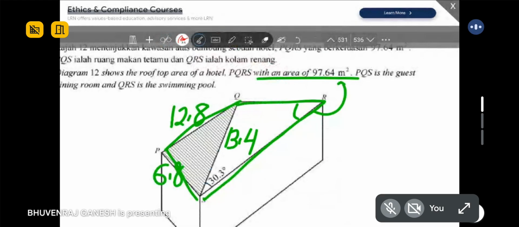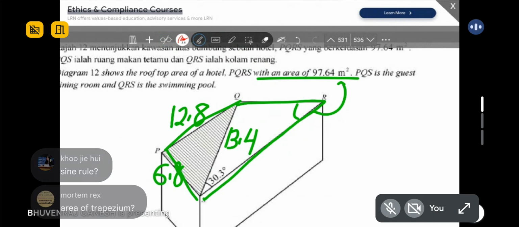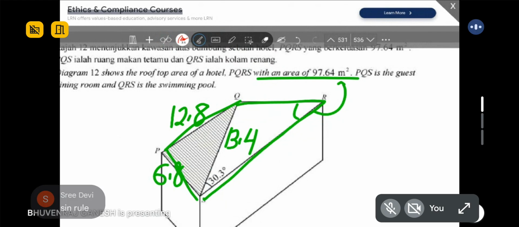Anyone got any idea over here? What should I do here? Come on, think. First step, what should I do? Time to use your brain a bit. I cannot keep telling you the idea, because if I tell you the idea, you won't get it in the exam. Area of trapezium? They already told you the area is 97.64, so area of trapezium, no need.